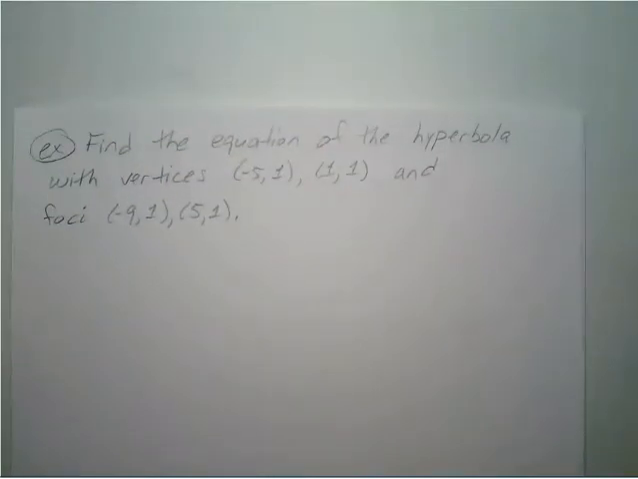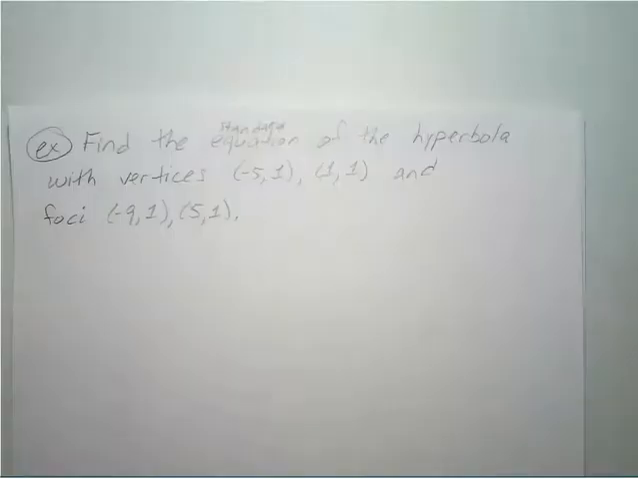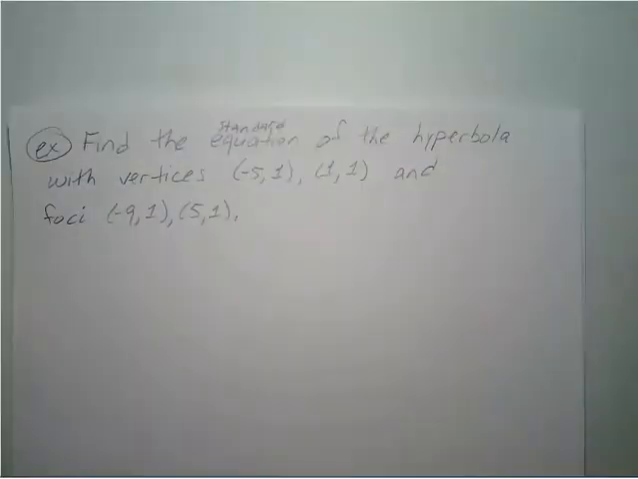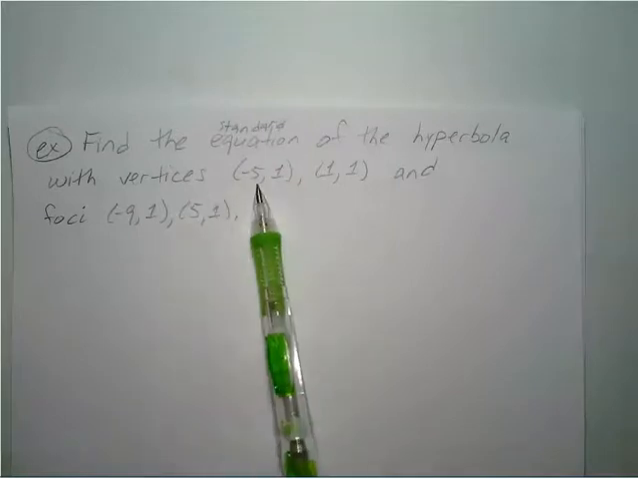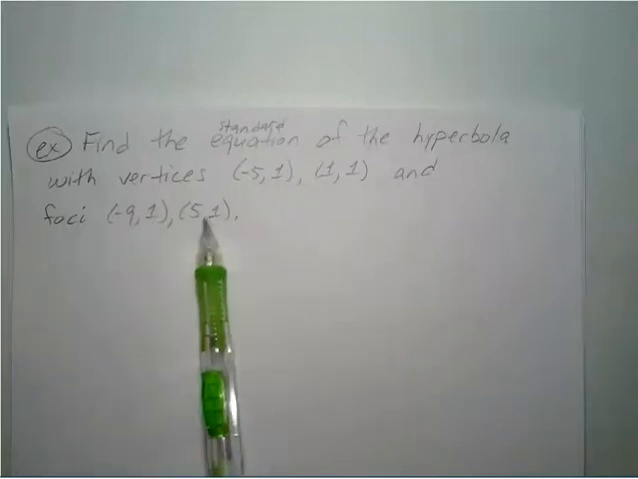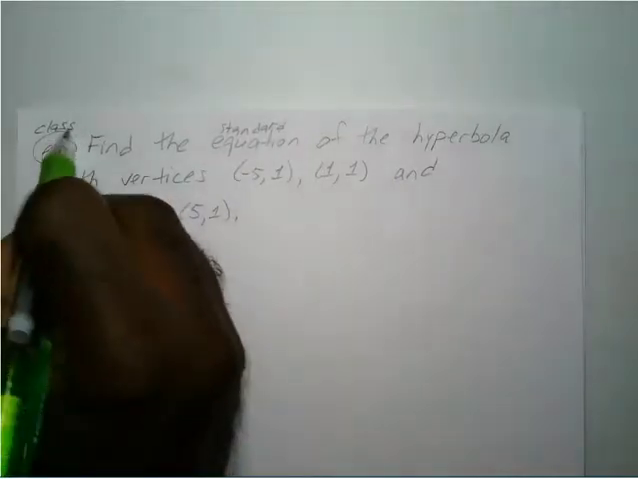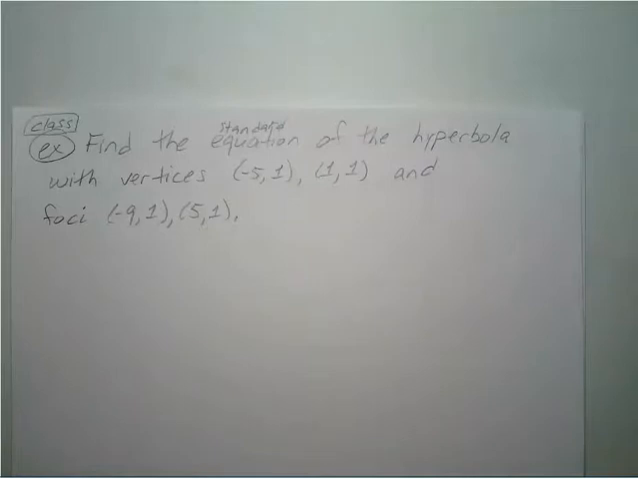Okay, so with this one, you want to find the equation of the hyperbola. Let's say the standard equation, to be a little more specific. You want to find the standard equation of the hyperbola with the vertices at negative 5, 1, and 1, 1, and your foci at negative 9, 1, and 5, 1. All right, so once again, I want you to press pause and try this one on your own. All right, so let's go ahead and verify your answer.